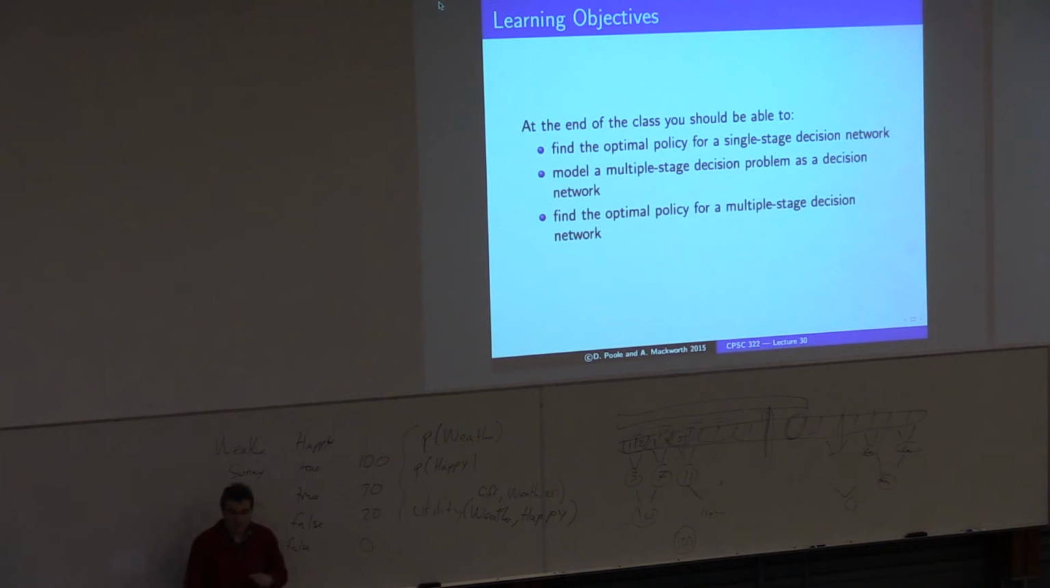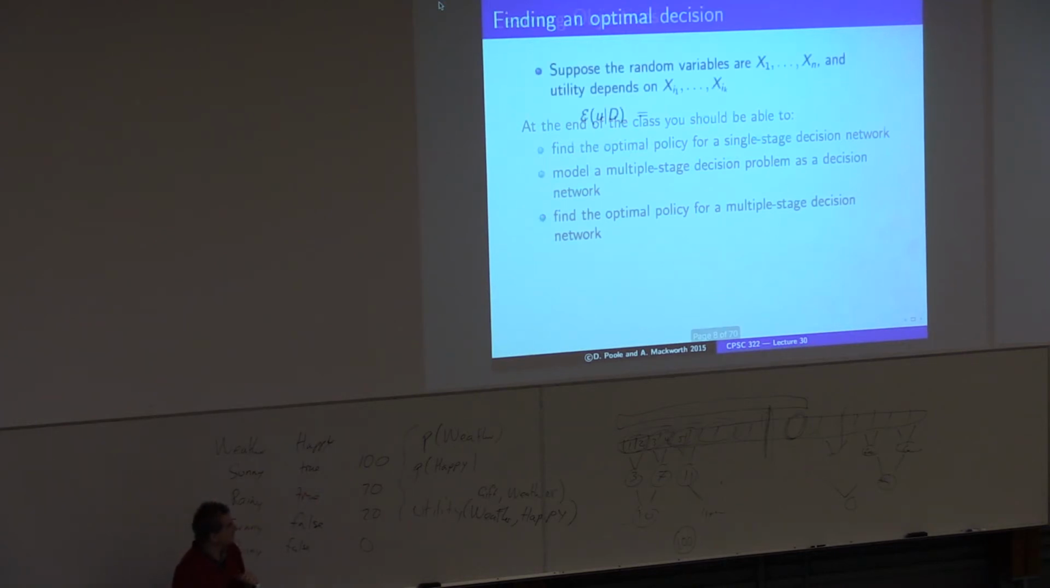All right. So what we're going to do today is we're going to do computation on this. We're going to work out how to find the optimal policy for a single stage decision network, like the two we've seen. Then we're going to look at multiple stage decisions, where we don't just get to make one decision. We get to make decisions based on observations of the world. We get to act and then observe and then act again, and keep acting and observing. And then we're going to look at how to find optimal policies for those decision networks.